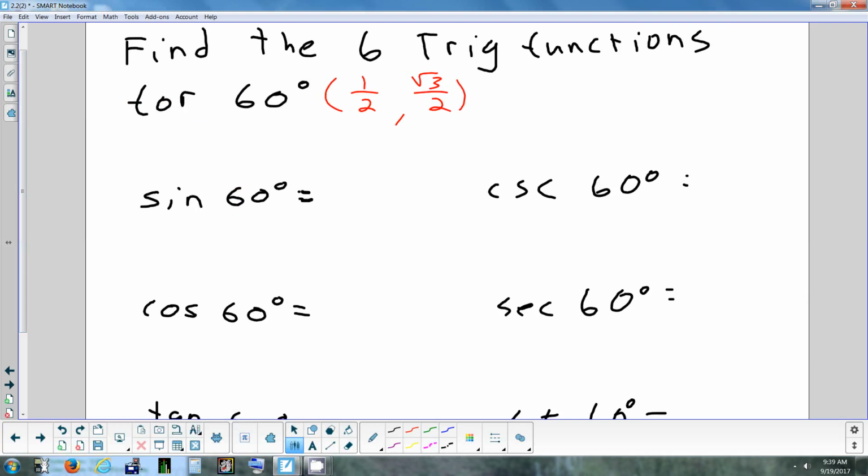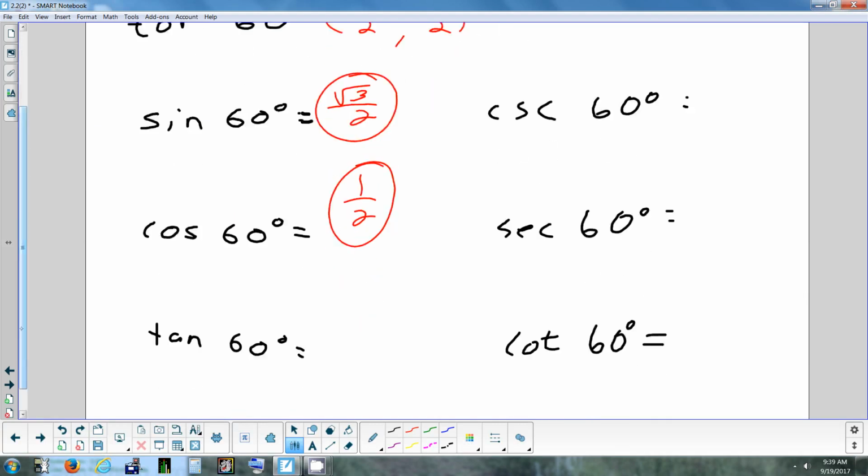Orion, what'd you get for sine? For sine, I got the square root of 3 over 2. Square root 3 over 2. Yep, good. Mason, cosine? 1/2. And Ileana, how about the tangent? Perfect. Okay, the secant, I'll do that one quick because it's easy to flip. 1/2, you just get 2.